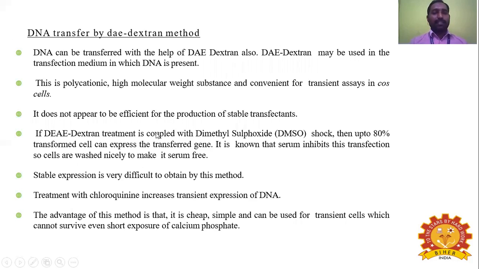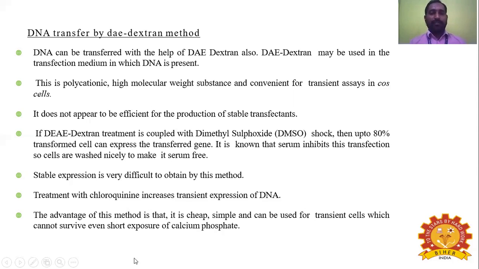And also the DEAE dextran treatment is coupled with dimethyl sulfoxide, that is the DMSO post shock, and then around 80% of transformed cells can express the transferred gene. Stable expression is also possible, though it is a little bit complicated due to its nature. And treatment with chloroquine increases the transient expression of DNA even in the same method.